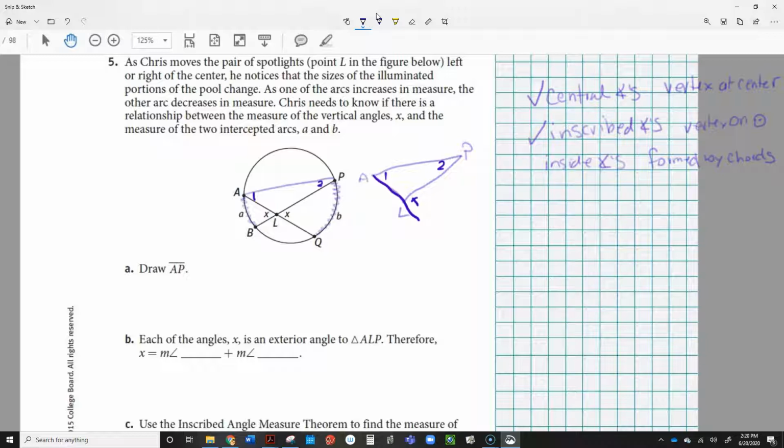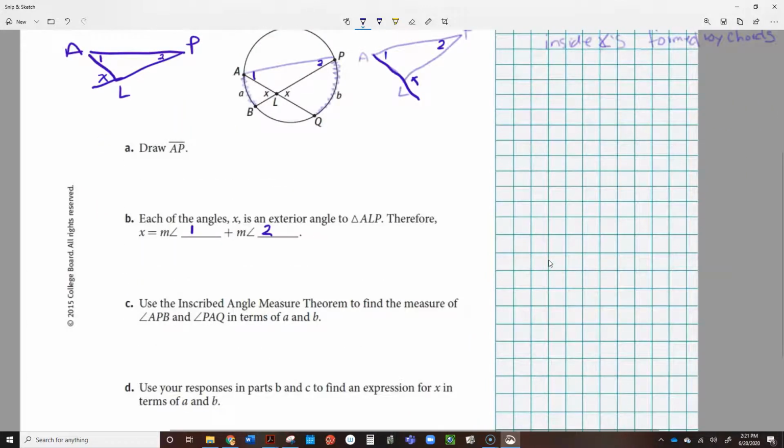And then if you look at the other, I'm going to draw APL again. Okay, I'm again drawing APL, and this time I'm extending this one. So here's the angle X. This is the attached or adjacent interior angle. So angle 1 and angle 2 are the remote interior angles. So we know that the measure of angle 1 plus the measure of angle 2 is equal to the measure of angle X. Now you can only say angle 1 and angle 2 if you've put a 1 and a 2 up there. Otherwise you'd have to say angle LAP and angle APL. Okay, so for each of those angles, the measure of angle 1 plus the measure of angle 2 is equal to the measure of angle X.